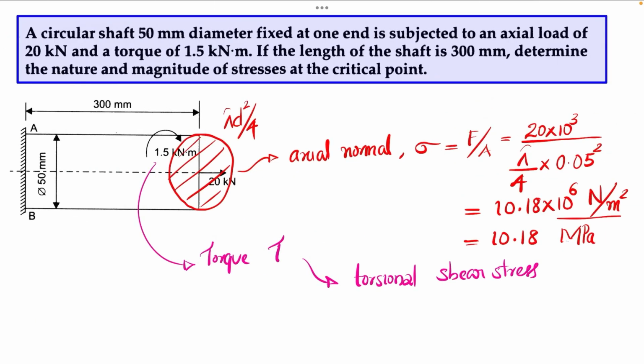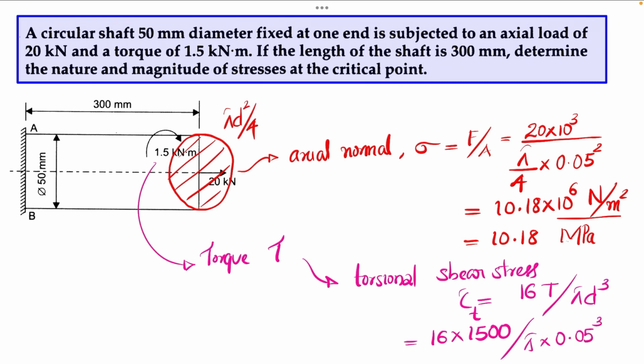So I can call this tau suffix T, the torsional shear. This is equal to 16 into torque divided by pi into diameter cube. So I can give the values as 16 into torque in Newton meters, 1500 or 1.5 kilonewton meter, pi into diameter in meters, which is 0.05 cube. Simplifying this, you will get the torsional shear stress as 61.12 into 10 raised to 6 pascals or Newton per meter square, or 61.12 megapascal.